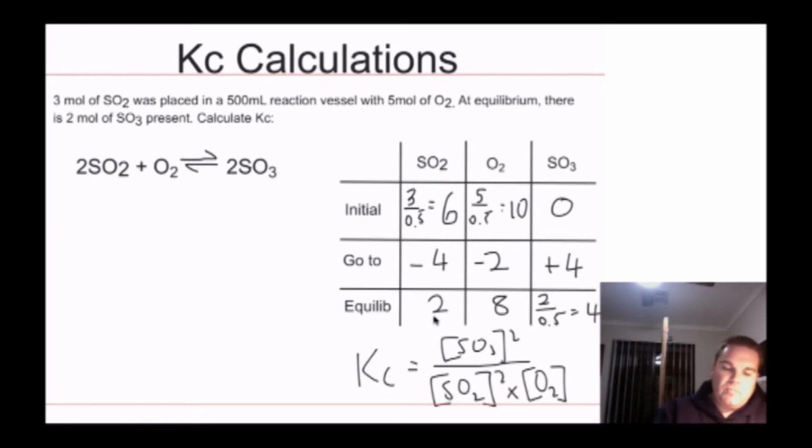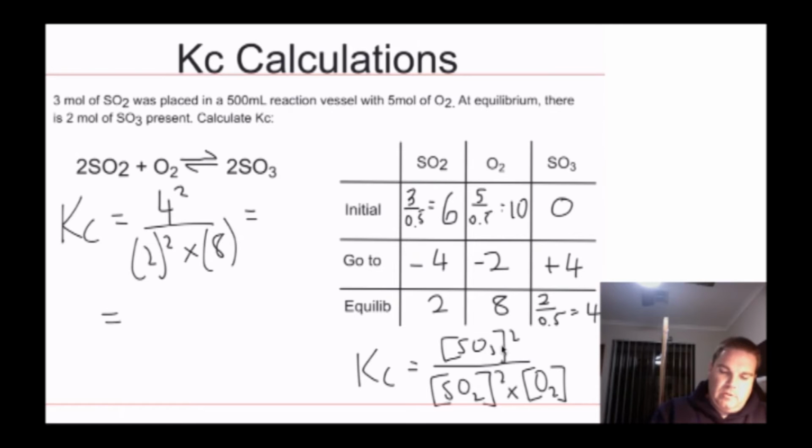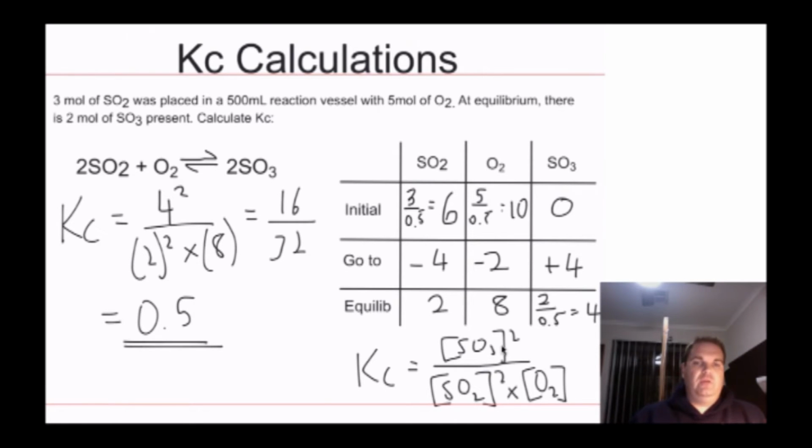So if we want to calculate our Kc value using our equation over here, it's the concentration of SO3 squared, so it's 4 squared over the concentration of our sulfur dioxide, which is 2, so it's 2 squared, times by the concentration of our oxygen, which is 8. So if you put that in, you get 16 over 32, so our Kc value is 0.5. Remember, no units because the concentration in moles per litre cancels out for top and the bottom. Alright, Kc value of 0.5 tells us that the reaction is really incomplete, favours the reactants. Okay, so we've got more sulfur dioxide and oxygen in there.